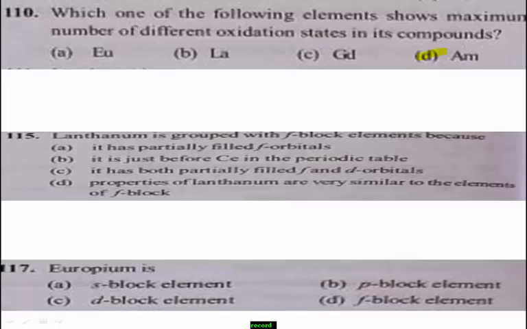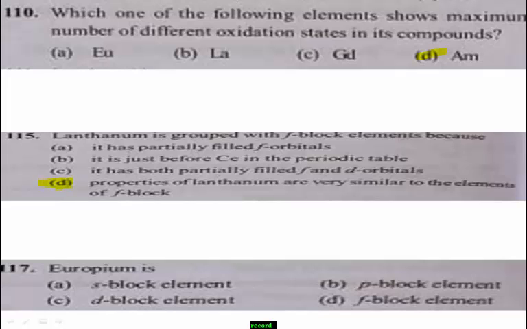Students, lanthanoid contraction is observed because lanthanides show similar properties, right? Therefore, the properties of lanthanum are very similar to the elements of the F block is the right answer for the given question. Option D is the right answer.